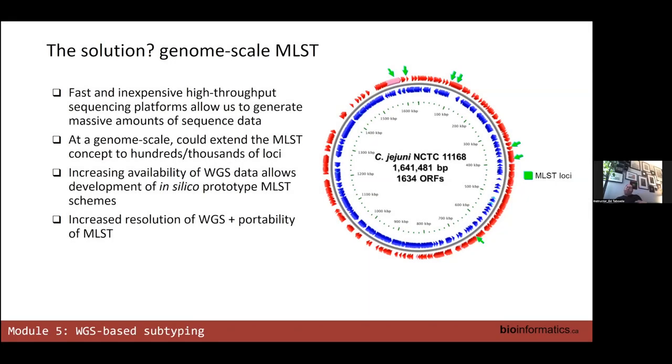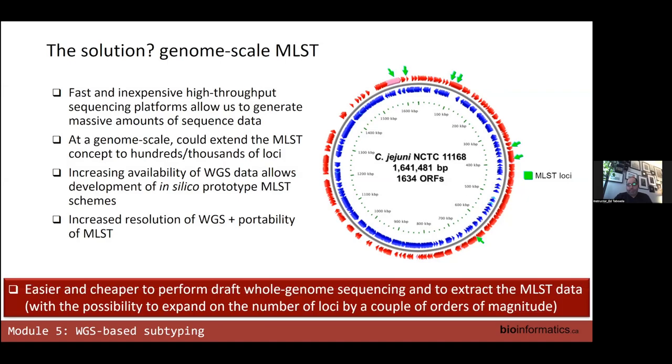So when whole genome sequencing started becoming more routine, with high throughput sequencing and so forth, the folks who had developed MLST in the first place started suggesting, hey, why don't we just do MLST at the genome scale? So that we could harness WGS data, but still stick to some of the same principles that had made MLST the gold standard method.